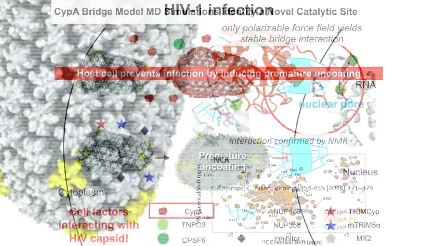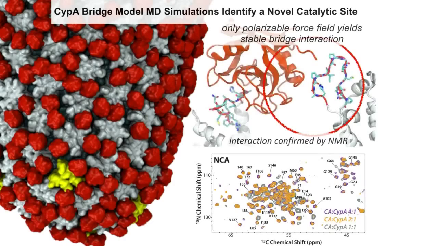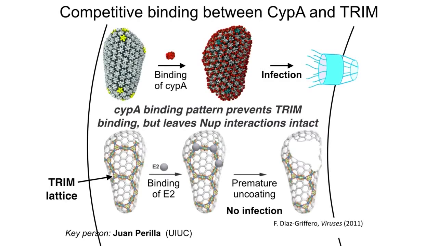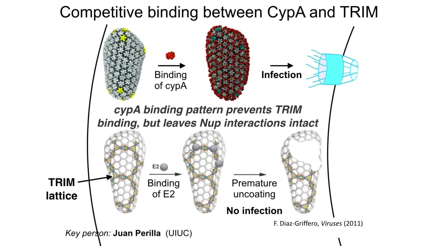Well, when we actually model this, we see that when you put the cyclophilin adjacent to the capsid, it sort of forms these little dimer things, and we have these additional links between pairs happening. It's a very small change, but it's actually significant. And it gives us a very specific binding pattern onto the capsid. And that binding pattern is enough cyclophilin that something called the TRIM lattice cannot bind.